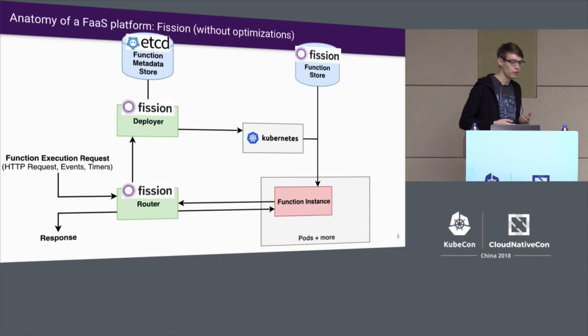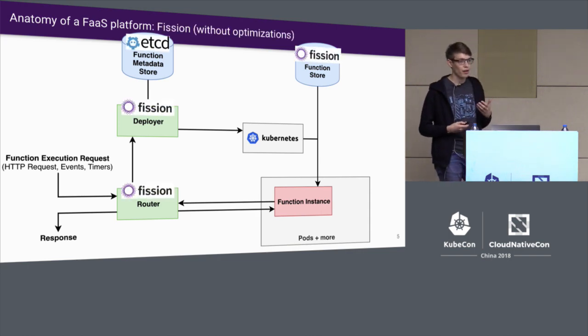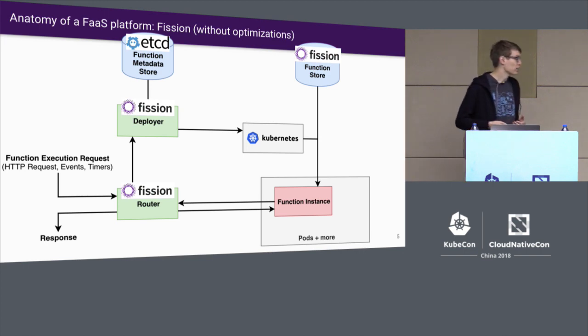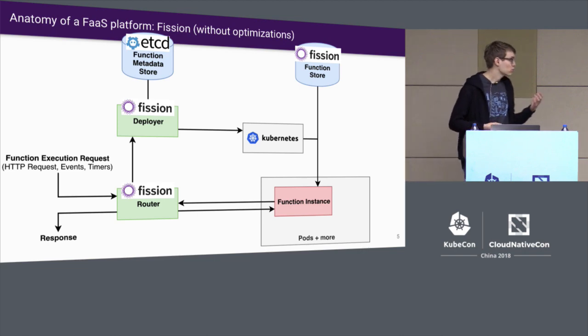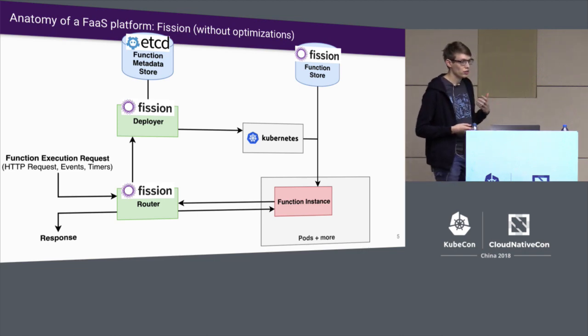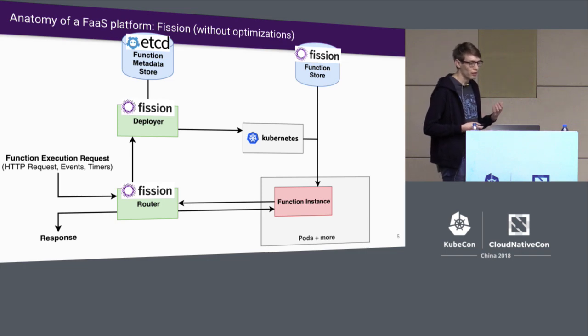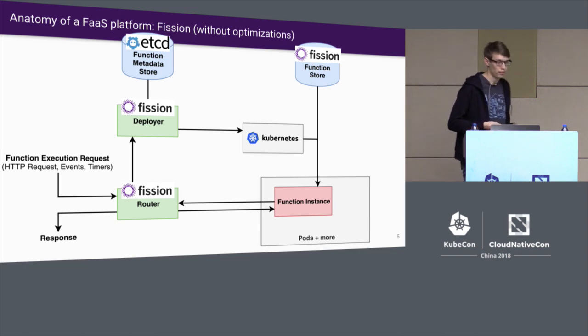To give you a concrete example, I'm working on a platform called Fission. If you strip out all the more complex components and optimizations, you see the same model in our platform. We have a router, we have a thing called an executor, which is similar to a deployer. We use custom resource definitions as our function metadata store, and we have a small function store by default.